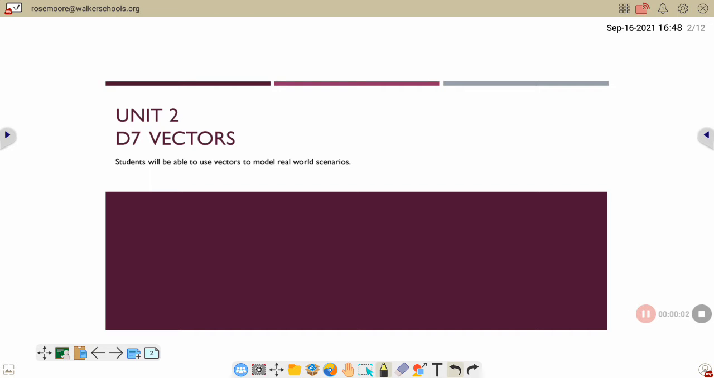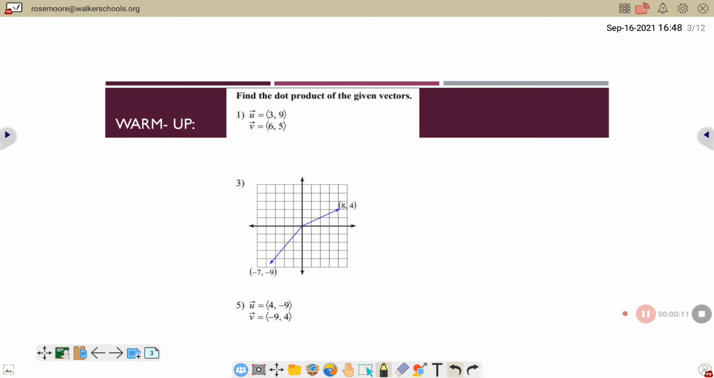Okay, so we're still working on Unit 2 and vectors. Today we're going to be modeling real-world scenarios. So finally, why are vectors used? So first, our warm-up, I want you to find the dot products of the given vectors.